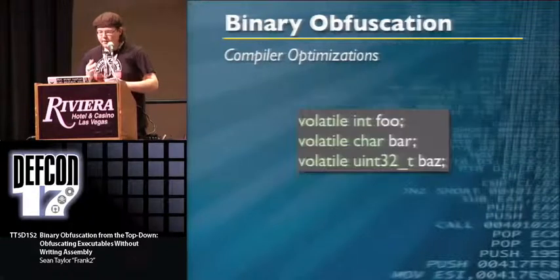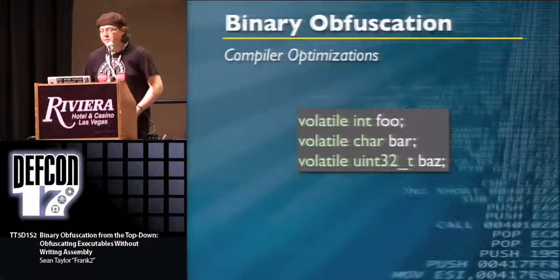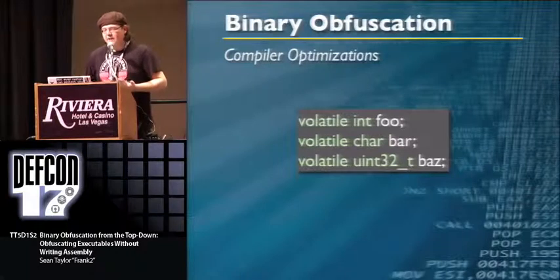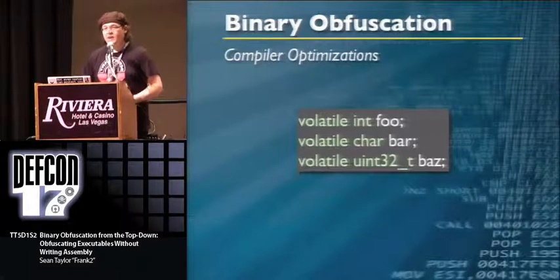So here is basically how you use the volatile keyword. It's very simple. It's basically like the unsigned statement in C and C++. So if you just basically apply it to an int, a char, uint32, my fancy struct underscore t, it'll basically work for anything, and your data will not be optimized.